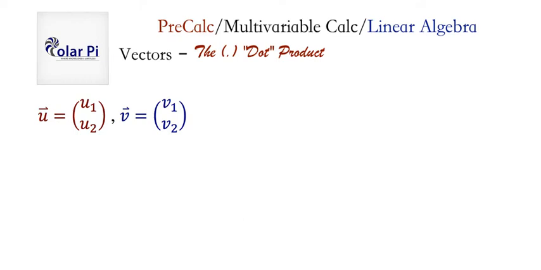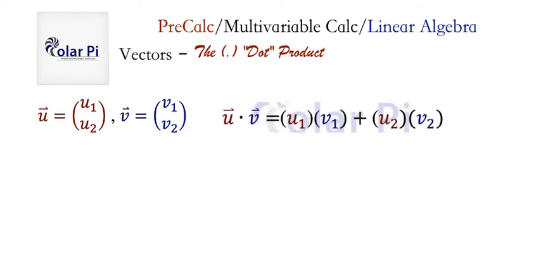And here's how we define u dot v. It's pretty simple. We just multiply corresponding components and then add the results. So u dot v will be u1 times v1 plus u2 times v2. Pretty straightforward. But notice, looking here on the right side, that u1, v1, u2, and v2 are all numbers. And so their multiplication and their addition is just going to give us a number.